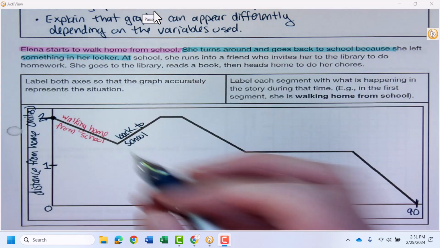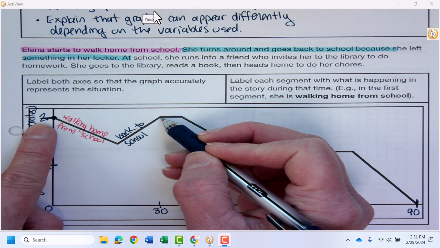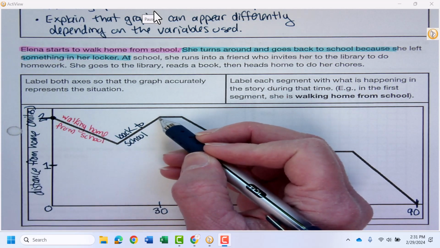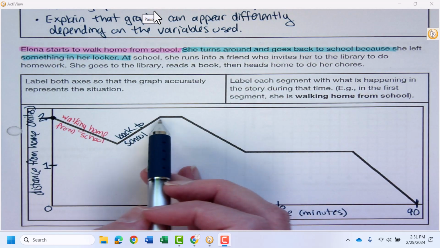She goes back to school here, and now she's the same distance as when she started. She left school, now she's back. She's still 2 miles away from home. All right, then there's this little flat part. It looks like she's not moving at all.